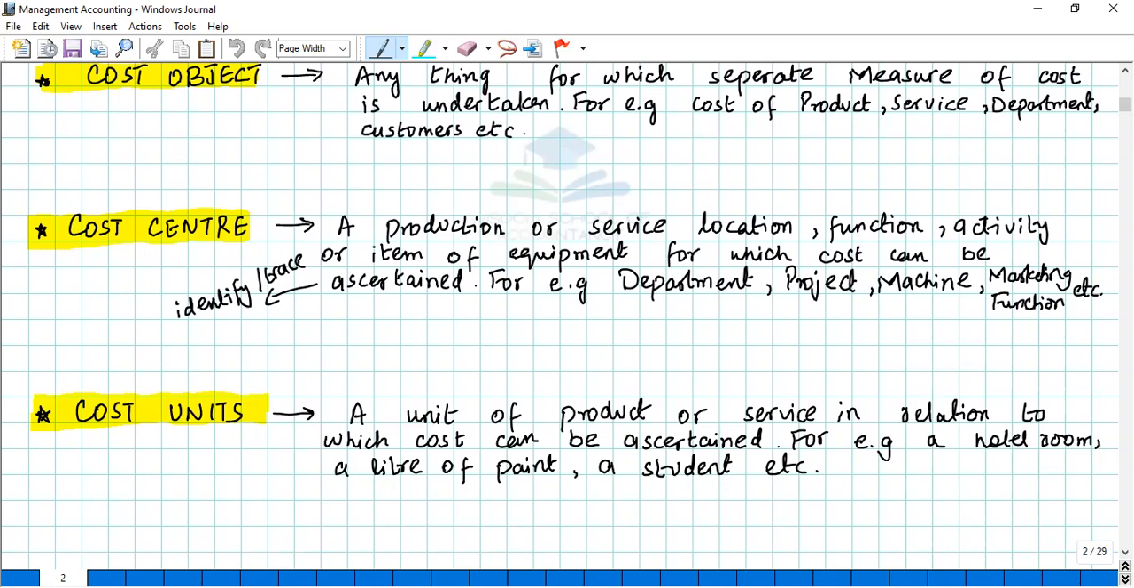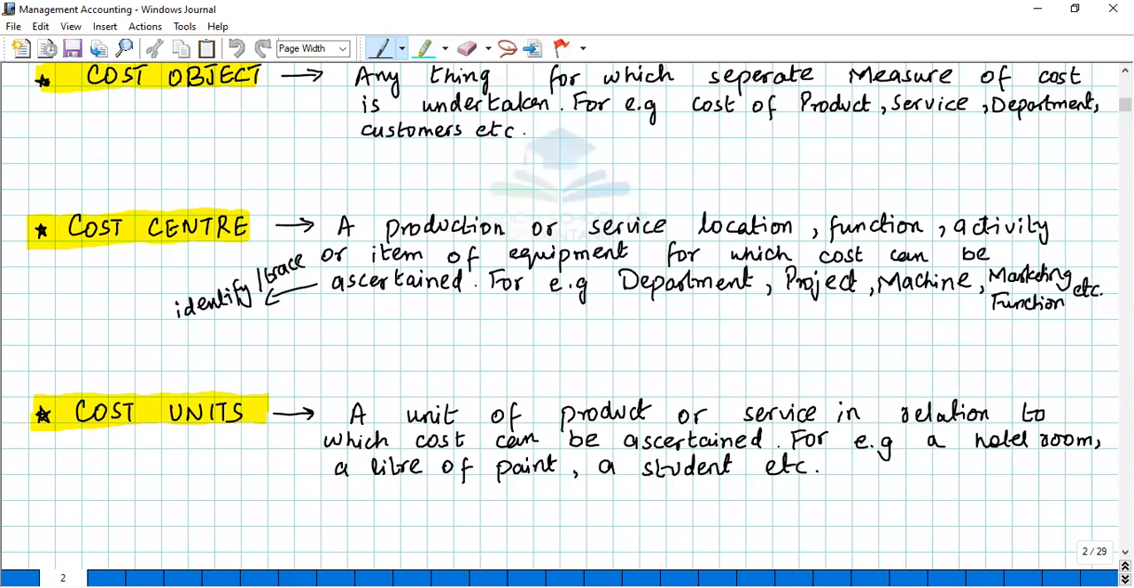Let's say, as I said, a production or service location, a cost center can be any physical location for which you can identify the cost. Let's say there is a production department in a company, and you can identify that these costs are related to that production department. So it will be known as your cost center. Now, if management is trying to find out the cost of that production department, it can also be a cost object. So that is the difference. Anything for which management wants to find out the cost is a cost object, and anything for which you can separately identify the cost is known as a cost center. So a cost center can be a cost object.